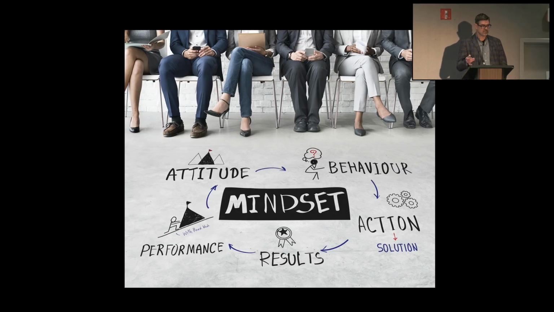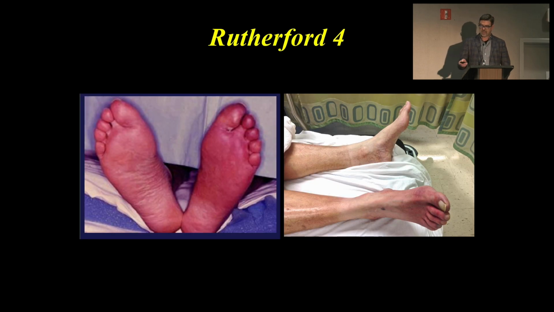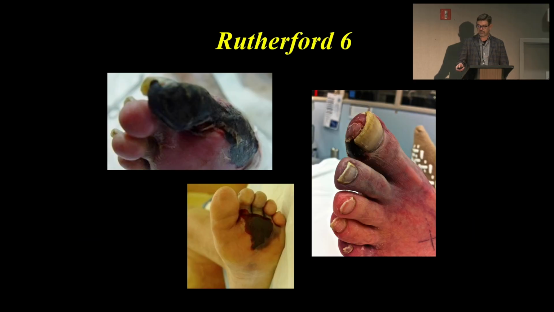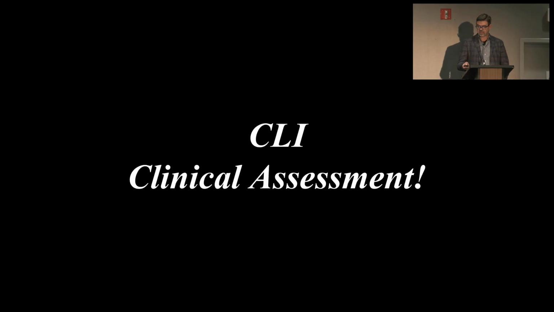But the mindset is important. It's really important to have a vision of how you want to handle patients like this. So when we get hospital consults for amputation, we tell them, no, it's not amputation, it's limb salvage. That's really what we want to focus on. If you have a Rutherford 4, 5, or 6 patient, and they lose their leg, their survival goes down. You can't walk, you don't live as long as you could otherwise. So it's critically important to have that mindset that you must do everything you can to help them.